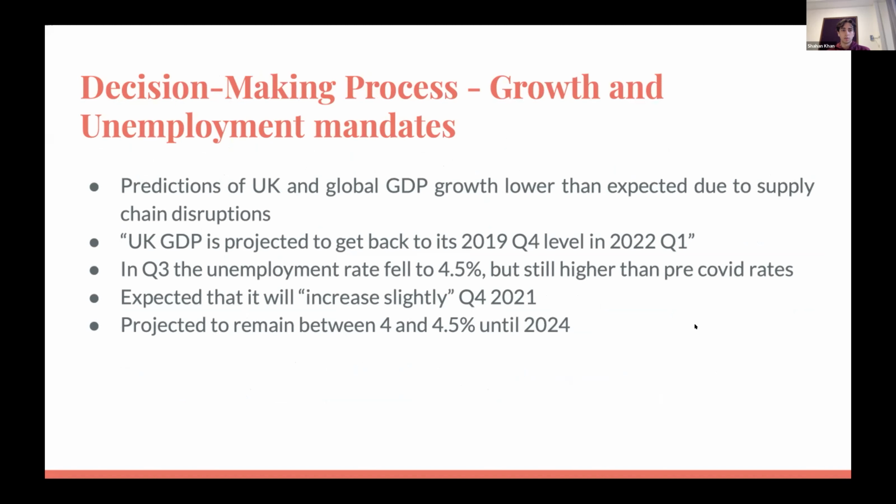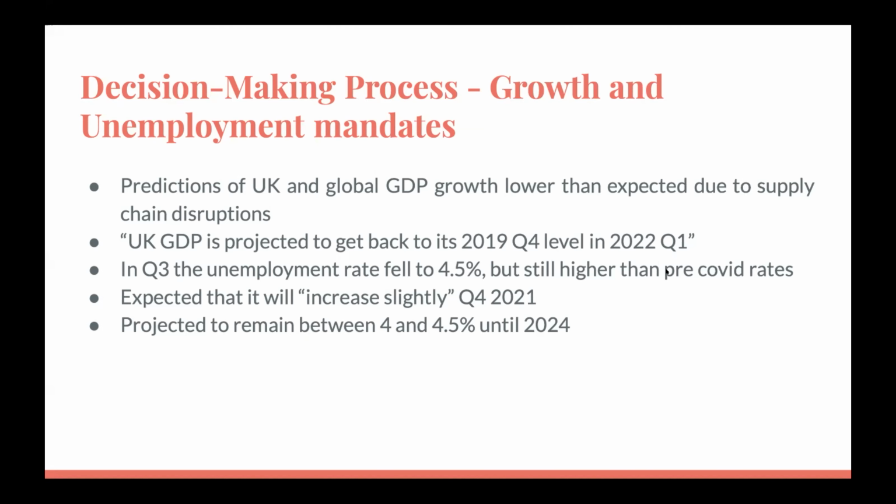So in terms of their decision-making process, the MPC makes monetary policy decisions with the intention of fulfilling its mandates of meeting the 2% inflation target, as well as maintaining economic growth and employment. The Bank of England's analysis says that the reason their predictions of UK as well as global GDP growth were lower than expected were due to supply chain disruptions. And there were also supply shortages in a few sectors due to increased global demand.